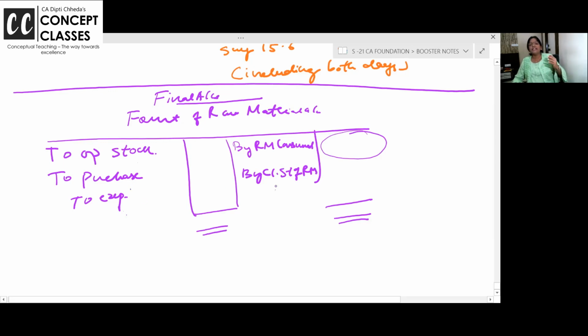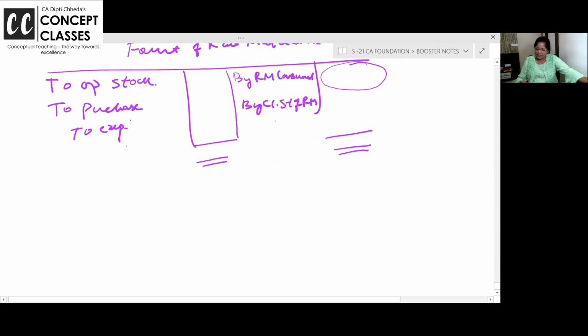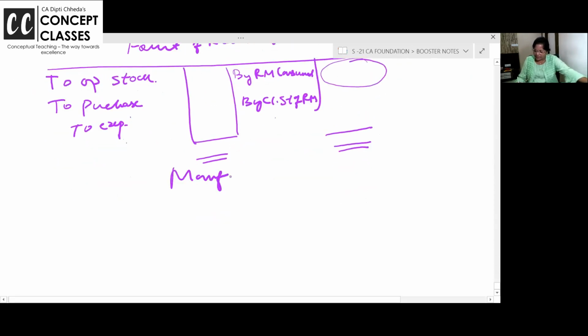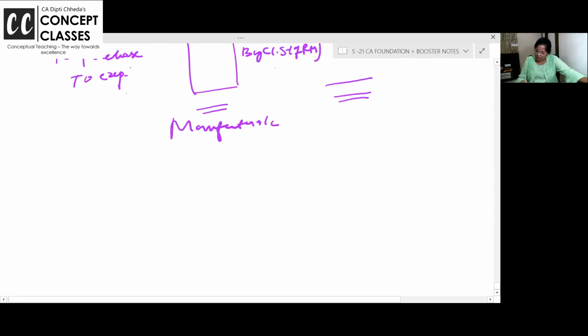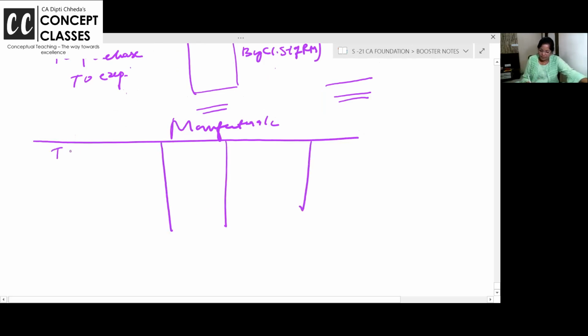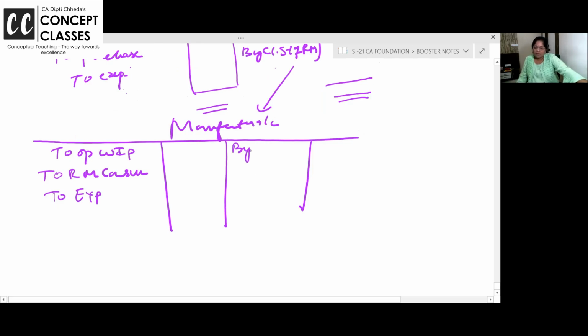मैम आपने तो सिखाया नहीं, एग्जाम में कुछ T फॉर्मेट अकाउंट पूछा था तो बनाओ. रॉ मटेरियल कंज्यूम्ड एंड देन द मैन्युफैक्चरिंग अकाउंट का भी फॉर्मेट लिख दो. Manufacturing account, even though I have given printed, still write, there is some reason. To opening work in progress, to raw material consumed. कहां से आएगा? यहां से. To all the other expense, manufacturing.